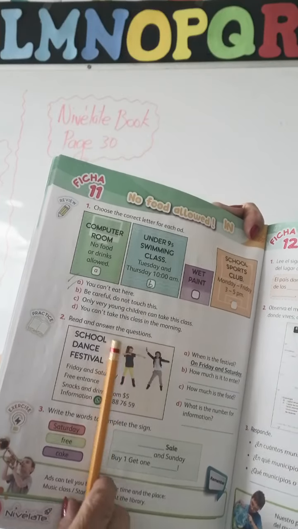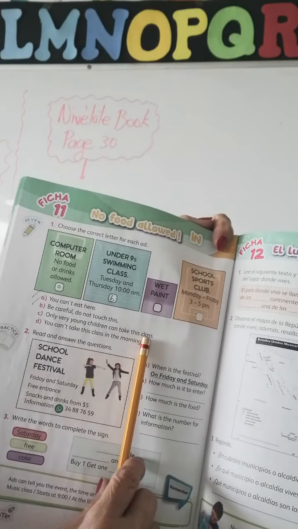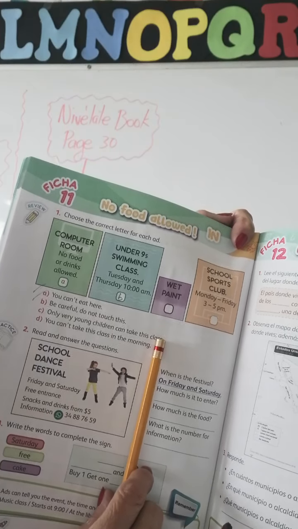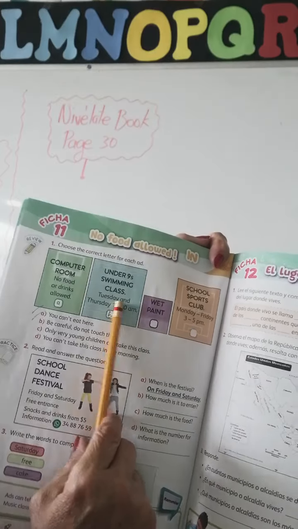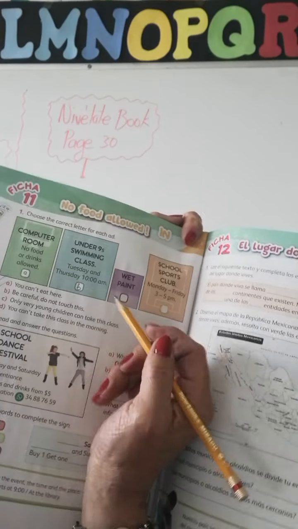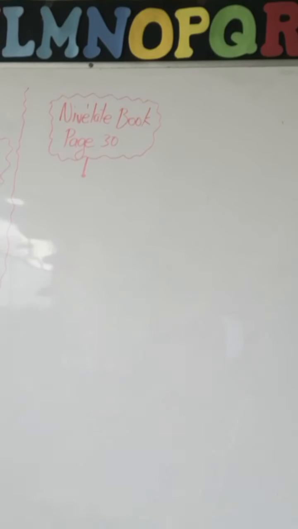Okay, number three. Only very young children can take this class. Solo niños pequeños pueden tomar esta clase. ¿Cuál, kids? ¿Swimming class or sports club? Of course. I know, kids. I have a mistake. Voy a leer. My.